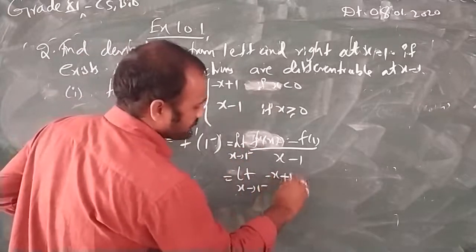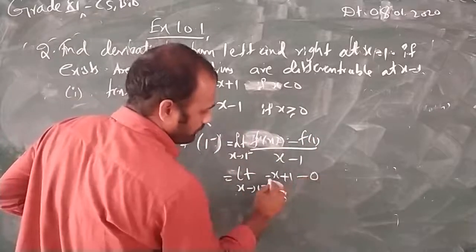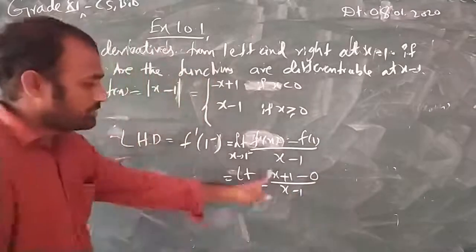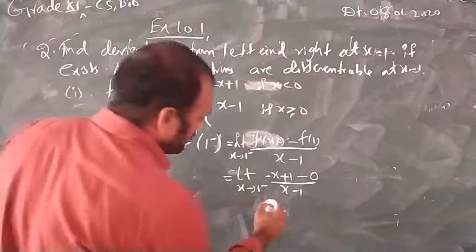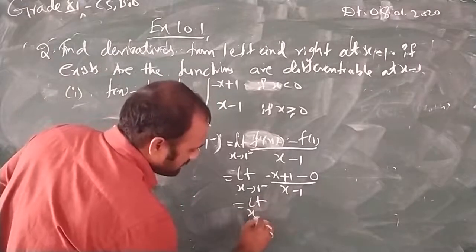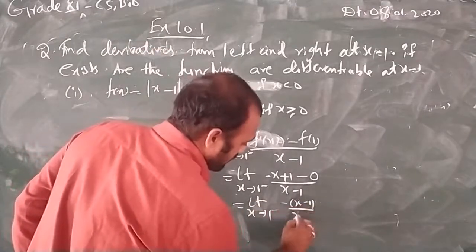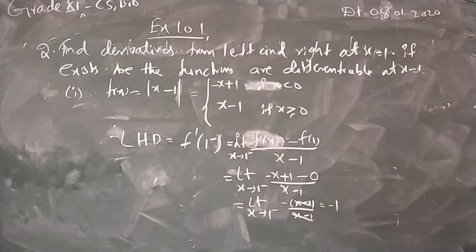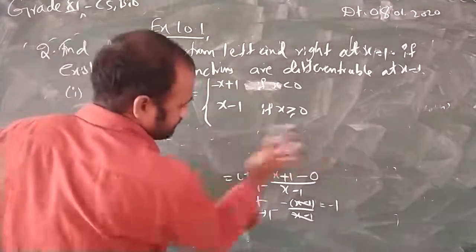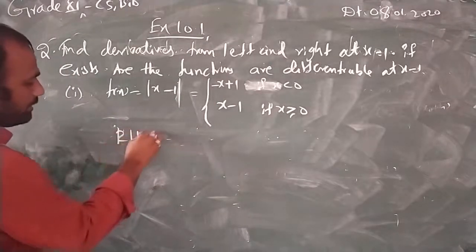minus x plus 1. So if I substitute 1 in the given function, 1 minus 1 will be 0, divided by x minus 1. So I can take this minus common. If I take minus common, the answer will be limit x tends to 1 minus of x minus 1 divided by x minus 1. Gets cancelled. So the left hand derivative I got as minus 1. Next, let me find out the right hand derivative.